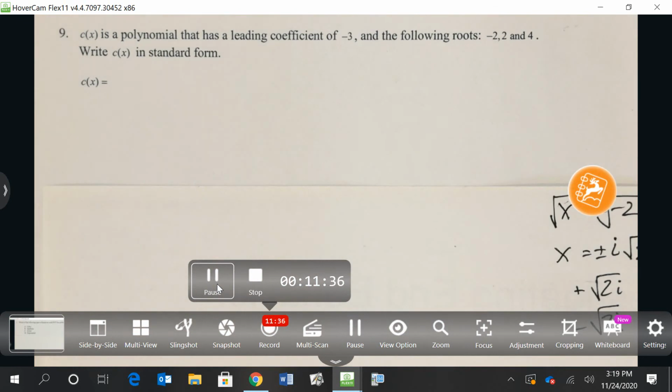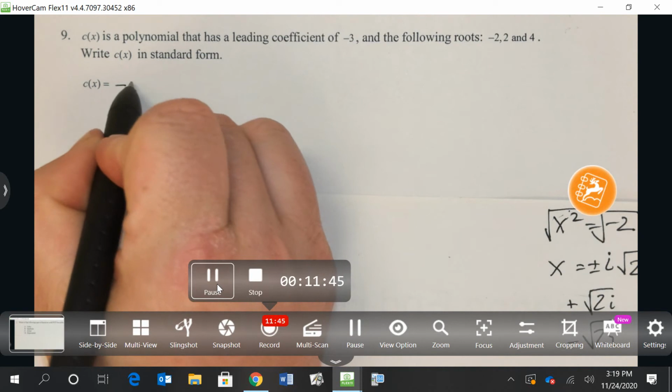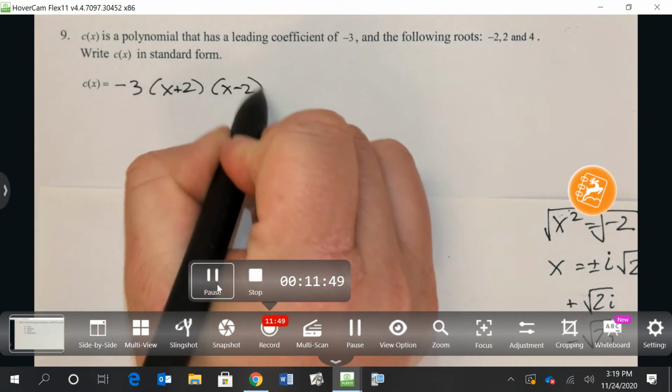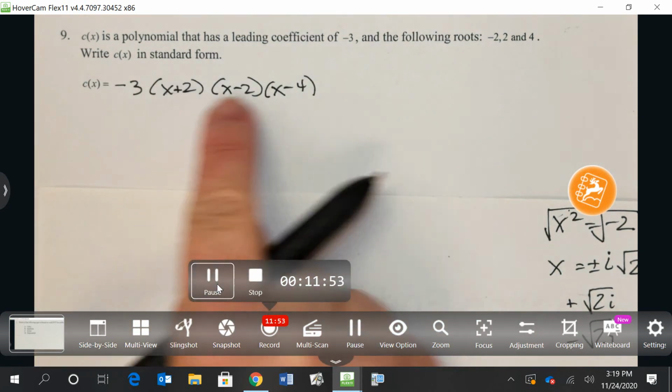Number 9 is going to be similar to number 8, but we're going to do a little more work because this doesn't say write it in factored form, it wants us to write it in standard form. That means first I write it out just like the last one. So as I put them inside, remember they're changing signs, and then I have to put it in standard form, which means I need to multiply this all out.